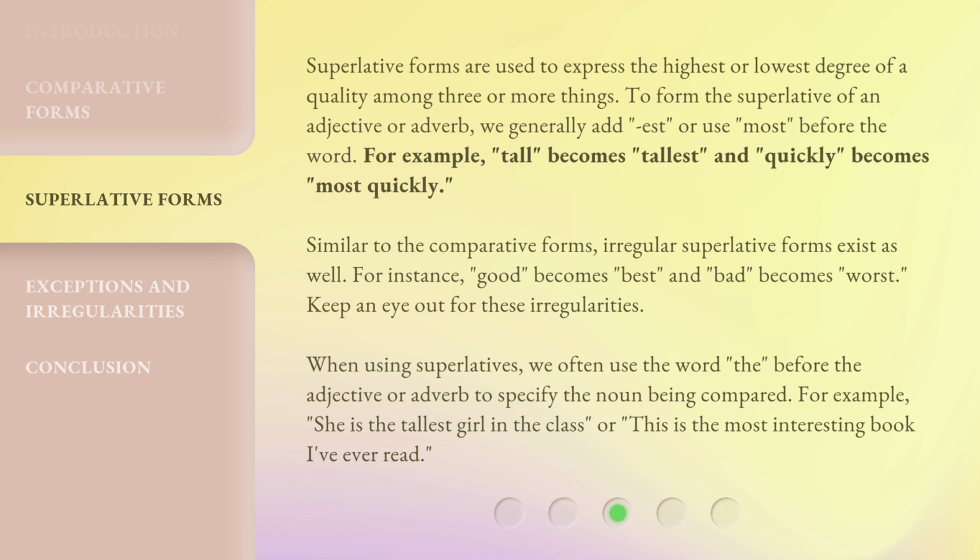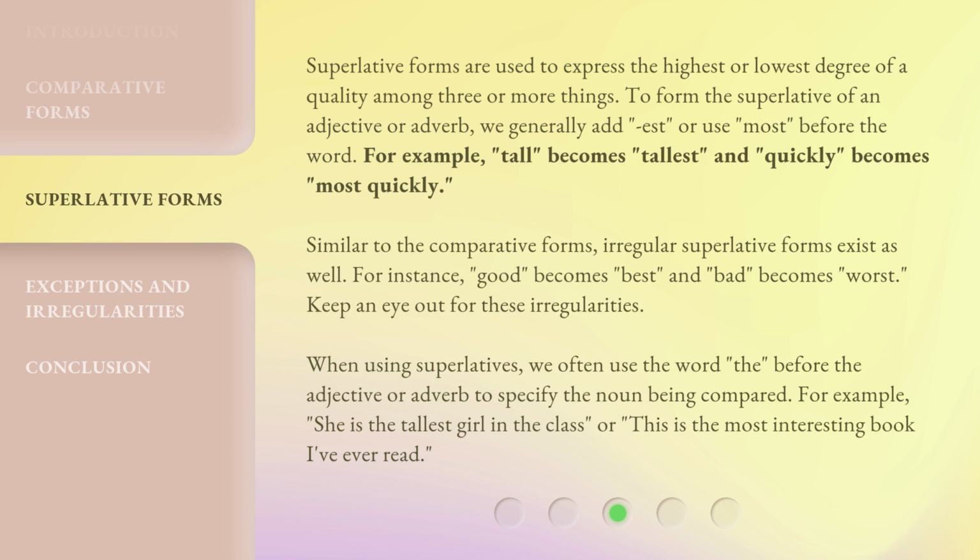Similar to the comparative forms, irregular superlative forms exist as well. For instance, good becomes best, and bad becomes worst. Keep an eye out for these irregularities.